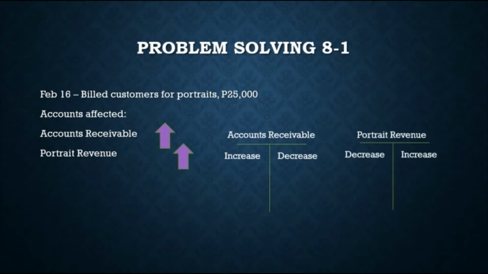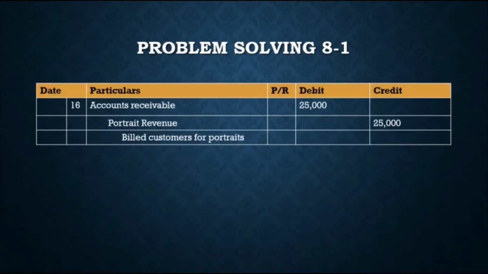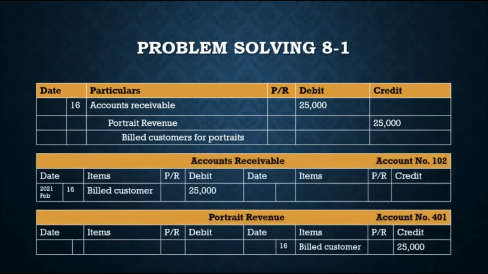since nadagdagan ang revenue. So ang ating journal entry no February 16 ay debit accounts receivable 25,000 and credit portrait revenue for the billing of the customers for the portraits. So kapag pinost natin sa general ledger, ito ay under account number 102 at 401 respectively.